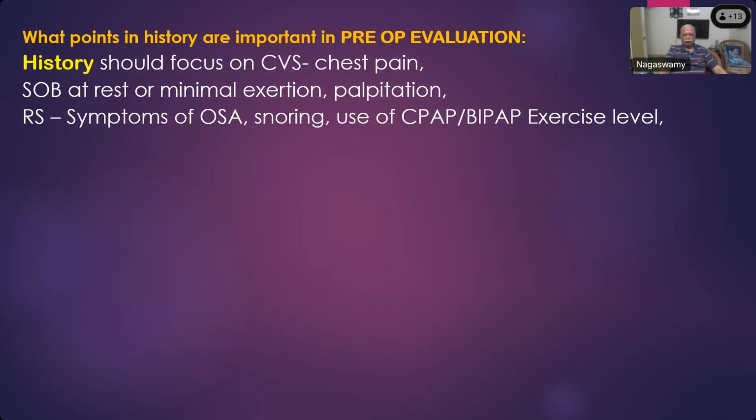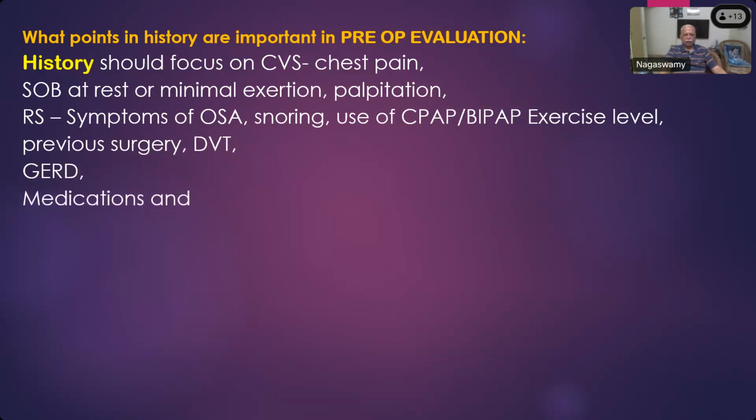BiPAP, what is their exercise tolerance level, then any previous surgery. History of DVT is very, very important. Obese patients are more prone to deep vein thrombosis, and whether they have the gastrointestinal problem of GERD. So these are all the basic minimal system-wise questions that you should ask from the history. And whether they have hypertension and whether they are on treatment, that also can be asked, and medications and how their morbidities are under control.